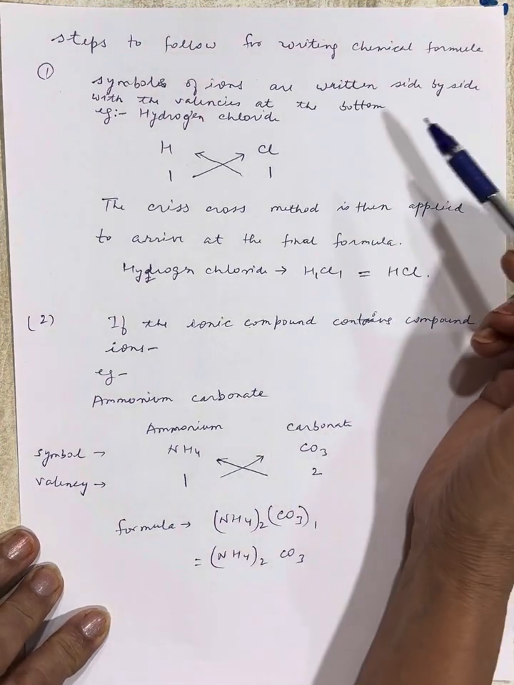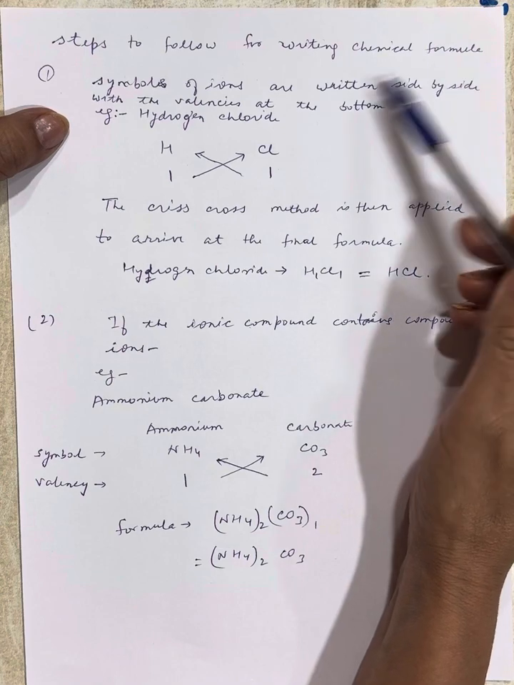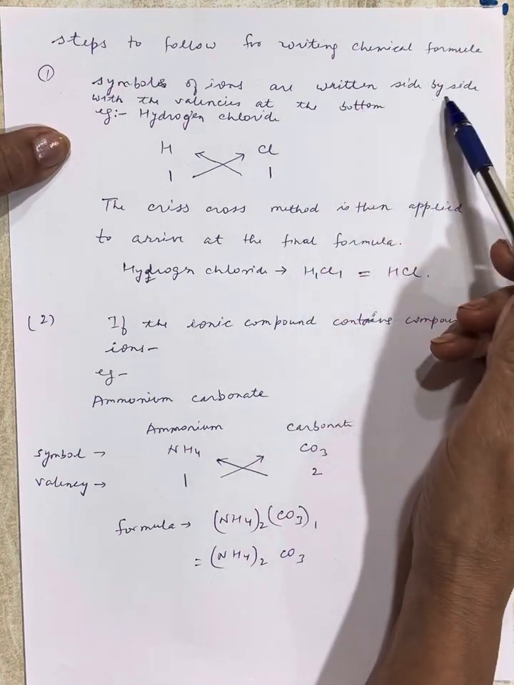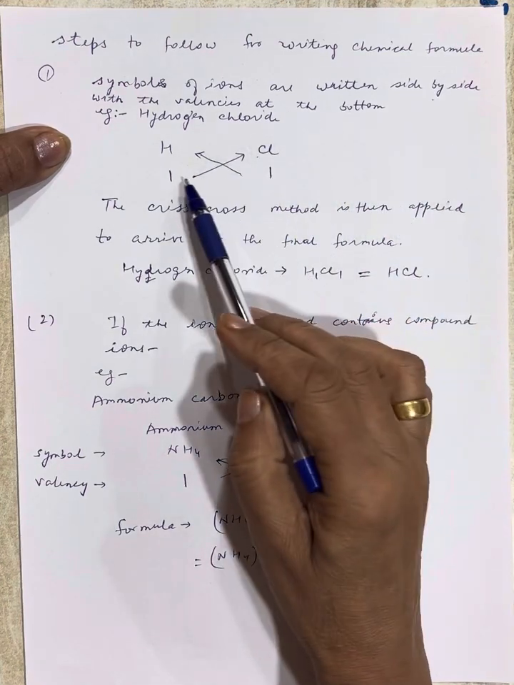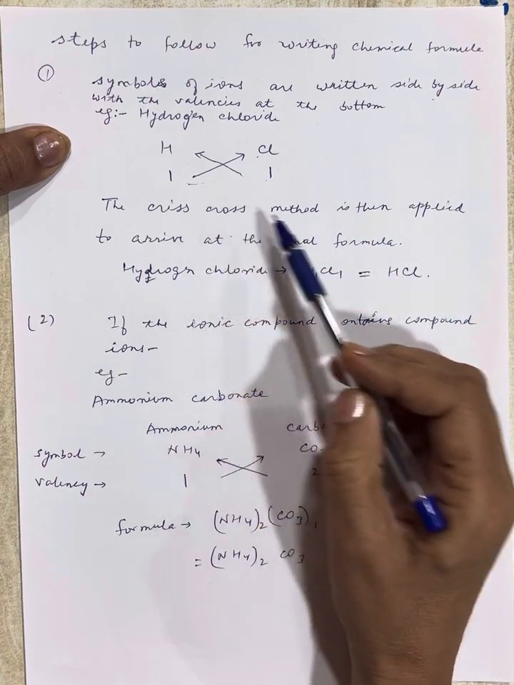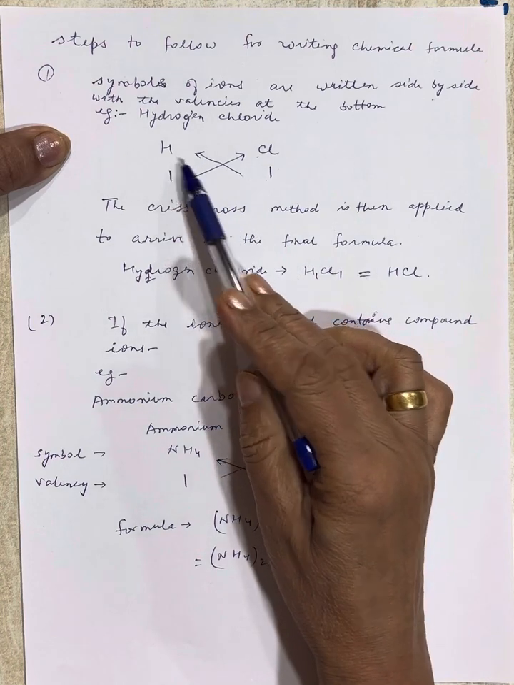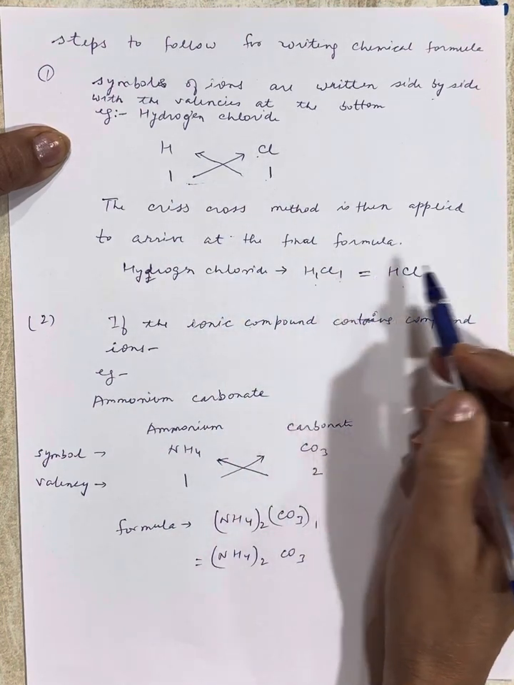Here I have written a few rules for how to write the chemical formula. The steps for writing the chemical formula: first we write the symbols side by side, then we write the valency at the bottom, and the crisscross method is then applied to arrive at the final formula. Like the final formula is H1Cl1, and we can write it as HCl because we ignore the 1.